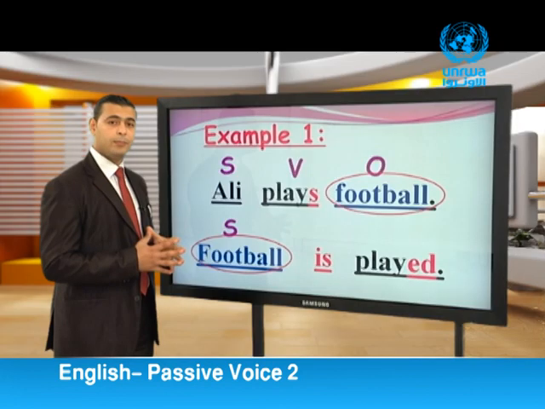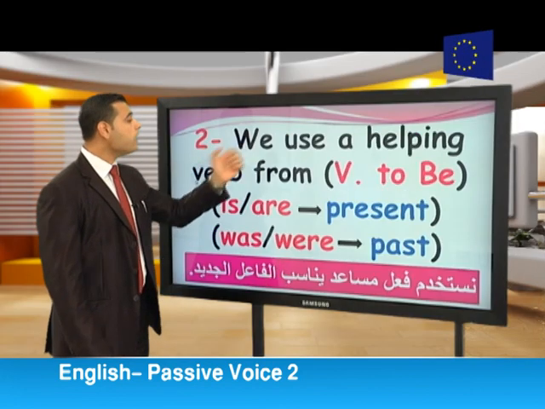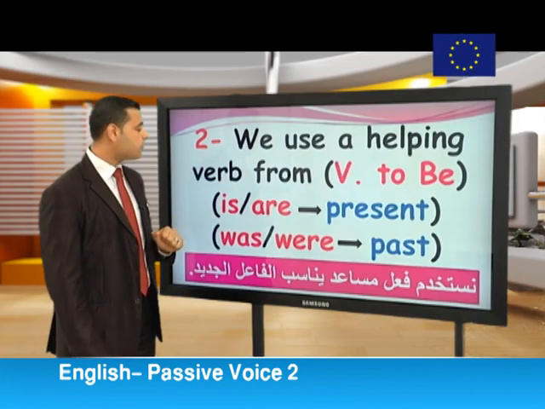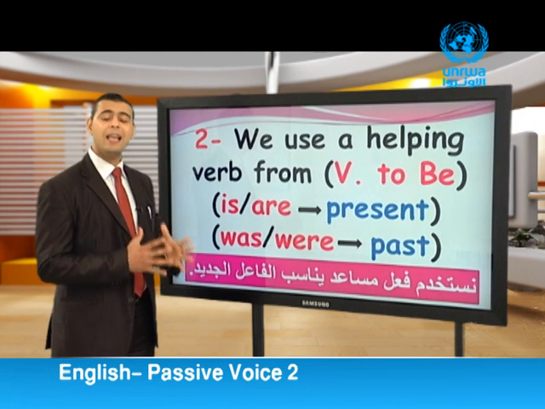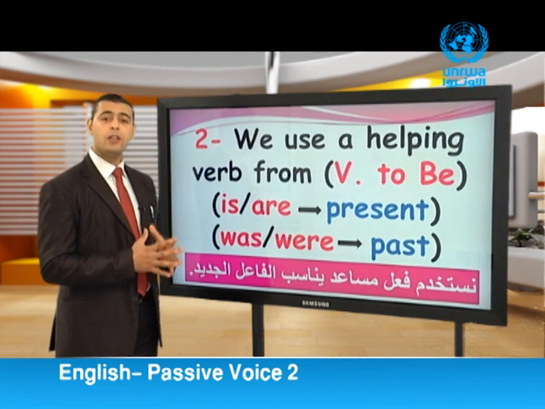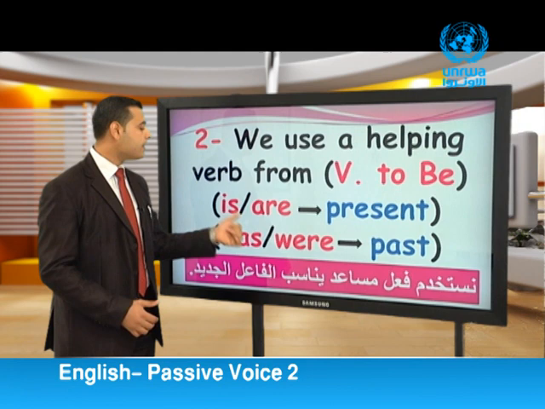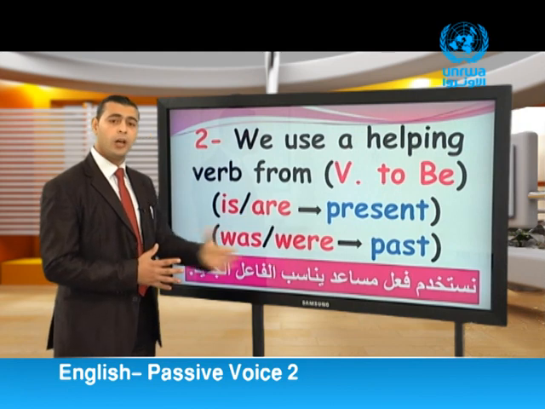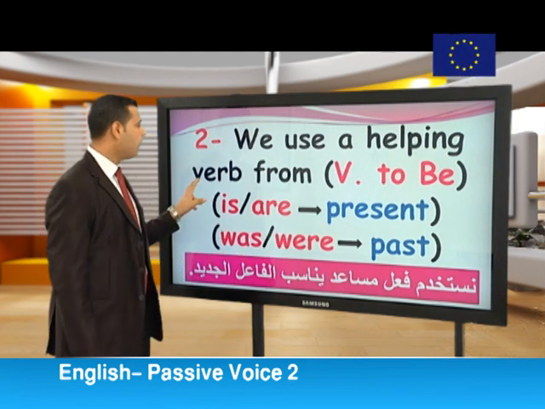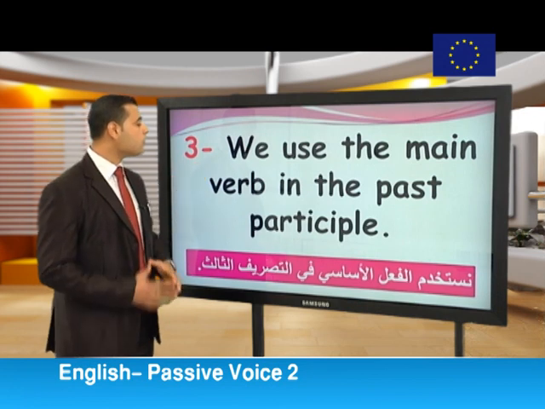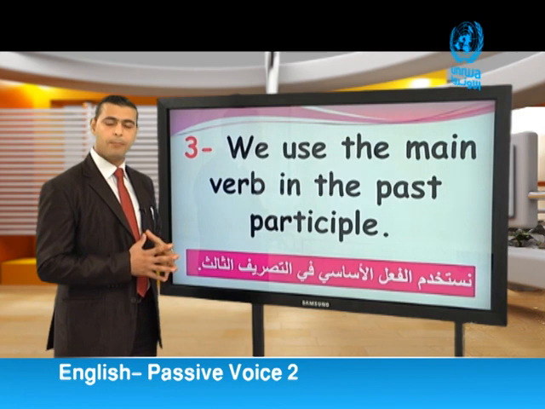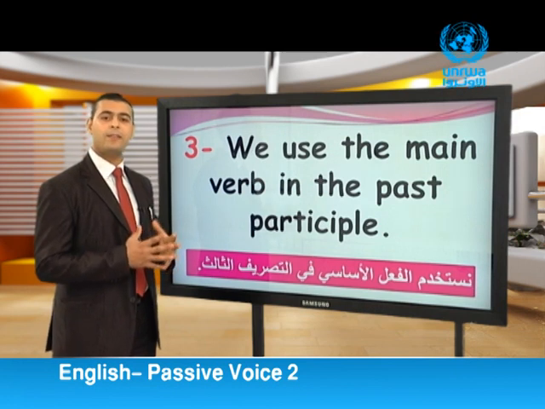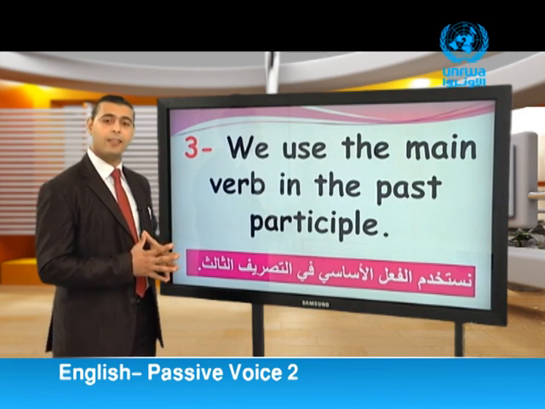All right, step number 2. We use a helping verb from verb to be, is or are in the present, was or were in the past, to suit the new subject. Step number 3, we use the main verb in the past participle.